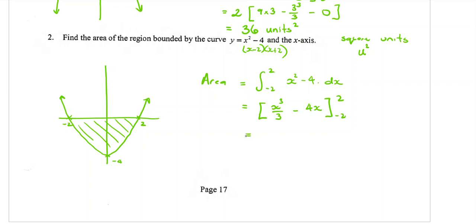Then I sub in, first of all, the 2. It'll be 2 cubed over 3 minus 4 times 2. That's the first one. Then I minus, sub the minus 2 in. So it's minus 2 cubed over 3 minus 4 times minus 2. So you can see why having one of them as a 0 means I don't have to do that whole second bracket there, because that'll just become 0.